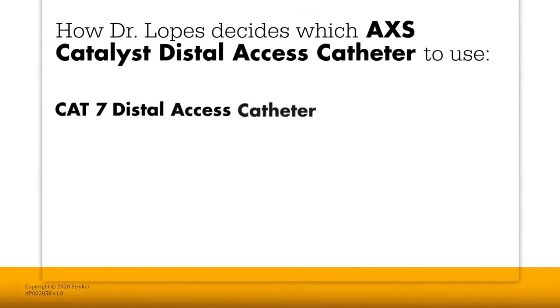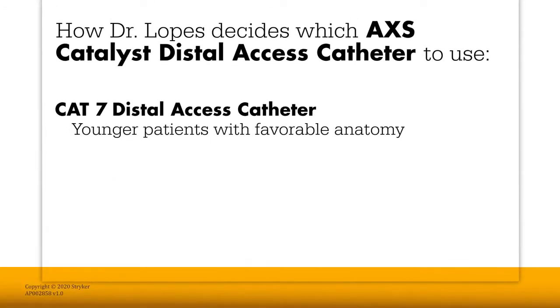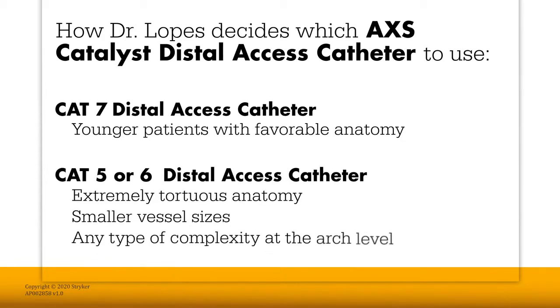In relatively younger patients with an anatomy that is favorable for navigation, we tend to go with the Cat 7. The reason to choose a Cat 6 today would be if you have extremely tortuous anatomy, as well as the size of the vessels and any type of complexity at the arch level. I think all those things may make me more inclined to use the Cat 6 over the Cat 7.